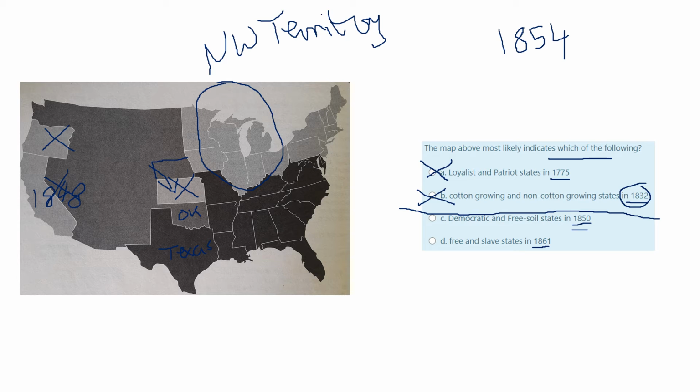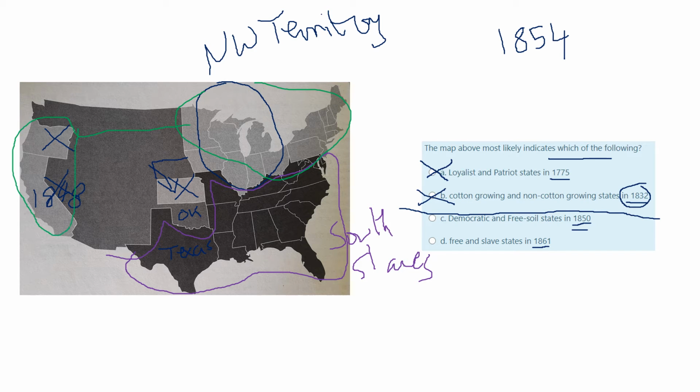But the best answer is going to be free and slave states. Look, this area is one color here. And we know that in the South, they had slaves. The North and California and Oregon are a different color. And we know that in the North and the West, there were no slaves. So the best answer is going to be free and slave states in 1861, just before the Civil War began.